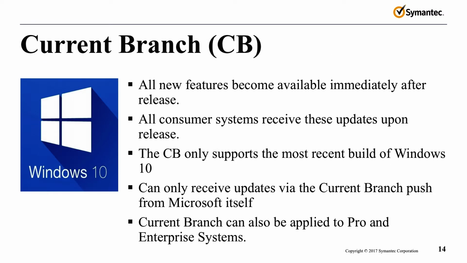So the three options you have are current branch. This is the default for Windows Home and is an option for Pro and Enterprise. This means you're getting the updates as soon as they come along. This is a risky strategy, and it's not one that we would tend to recommend.